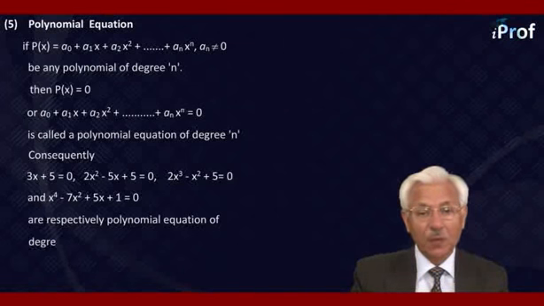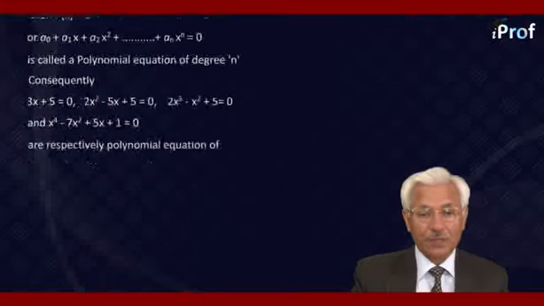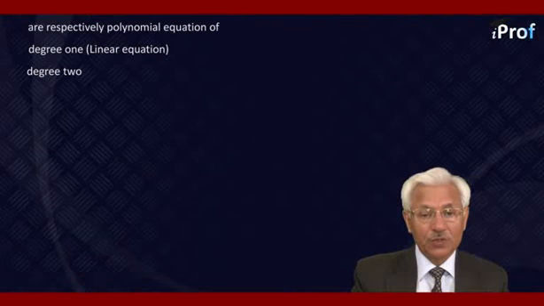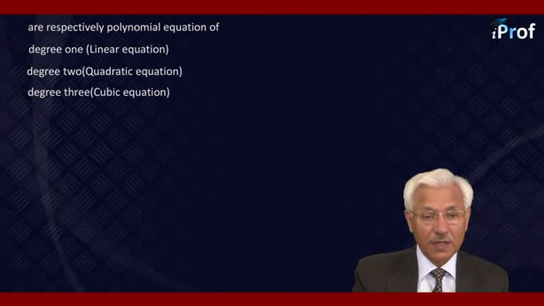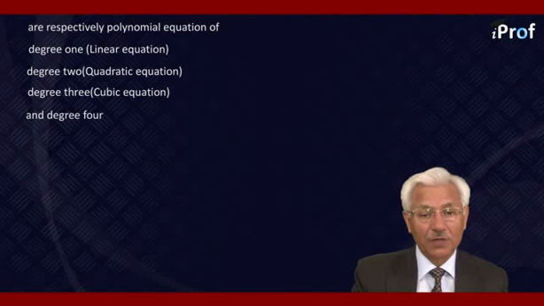If it is of degree 1, it is called a linear equation. If it is of degree 2, it is called a quadratic equation. If it is of degree 3, it is called a cubic equation, and if it is of degree 4, it is called a quartic equation.